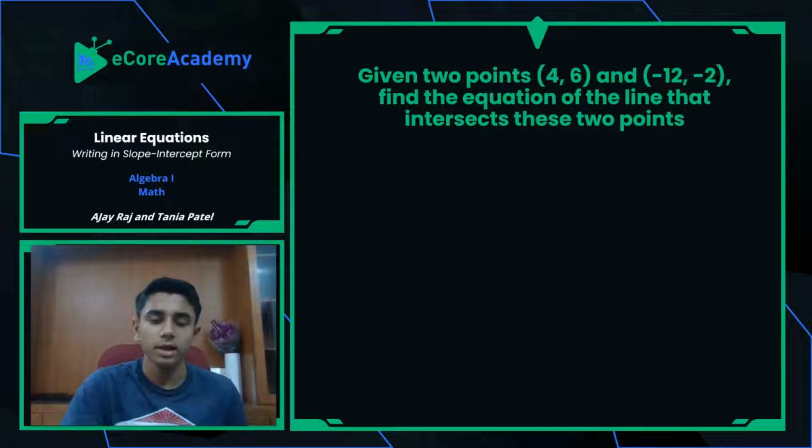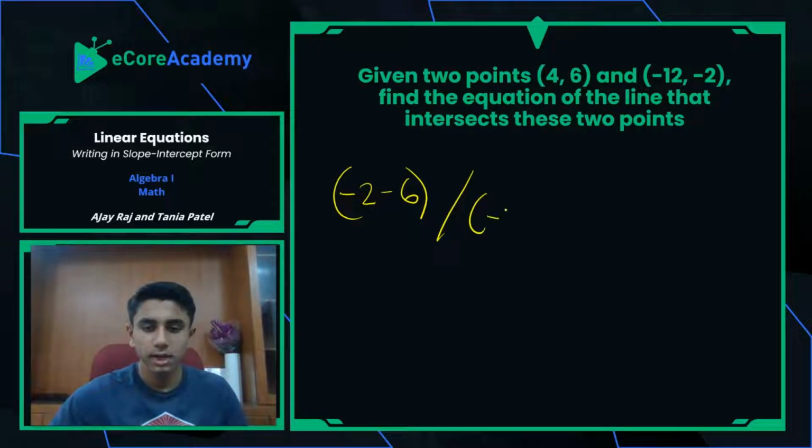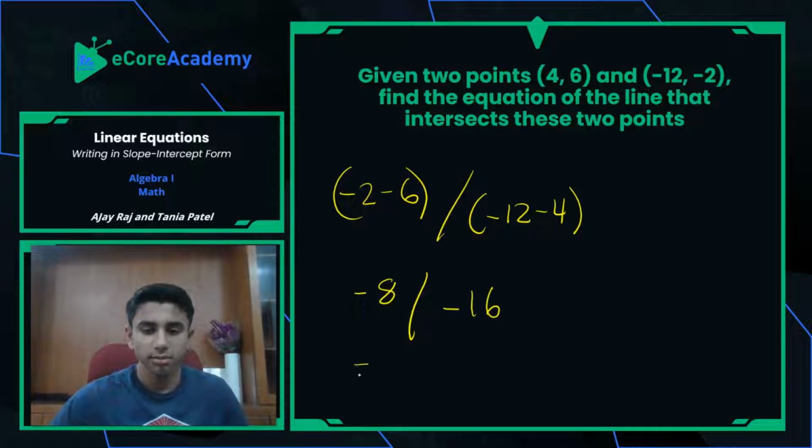So let's do exactly that. Given 2 points, 4, 6 and negative 12, negative 2, let's find the equation of the line that intersects these 2 points. The first thing that we need to do is always find your m, your slope. We know that our 6 and our negative 2 are our y's, and our 4 and negative 12 are our x's. So it's going to be negative 2 minus 6 over negative 12 minus 4. We simplify: negative 2 minus 6 is negative 8, over negative 12 minus 4, which is negative 16. That simplifies to 1/2. So m equals 1/2.